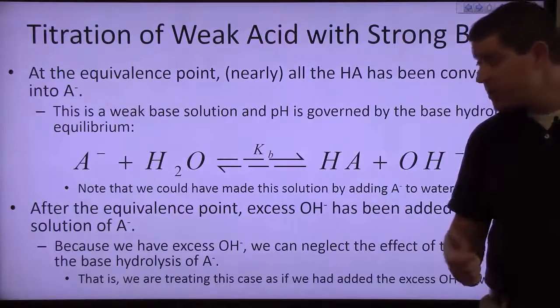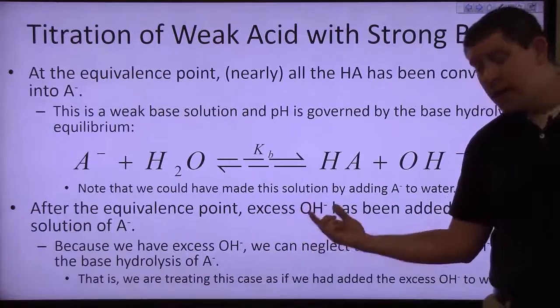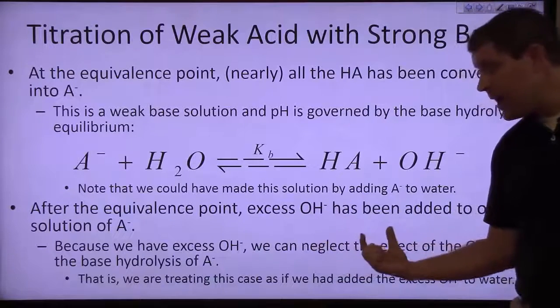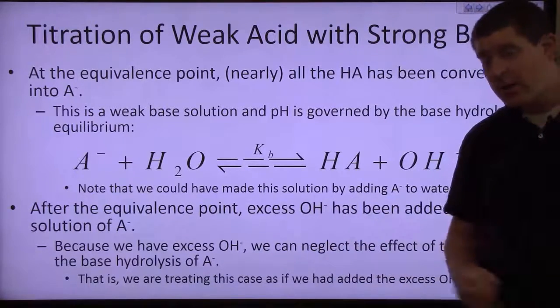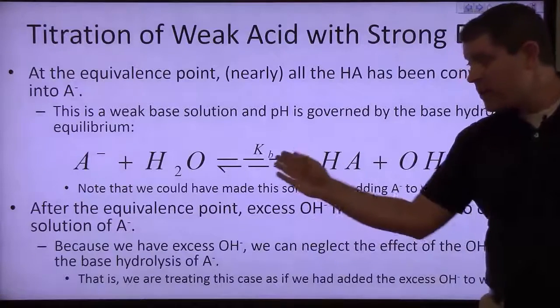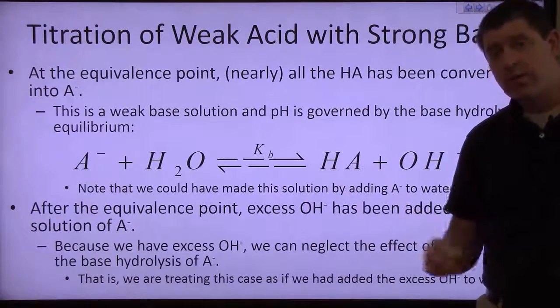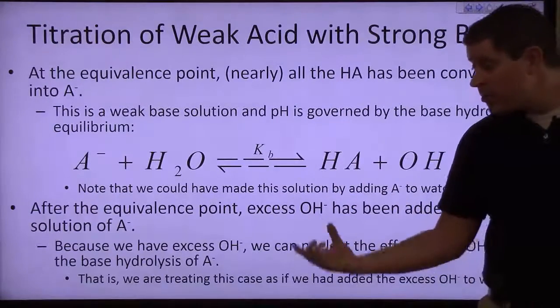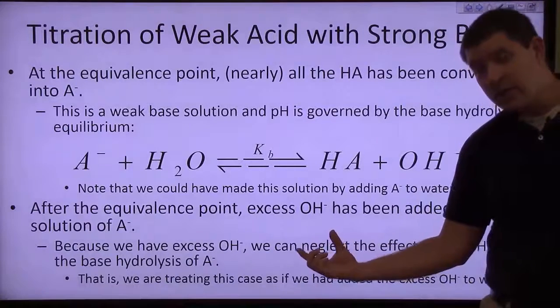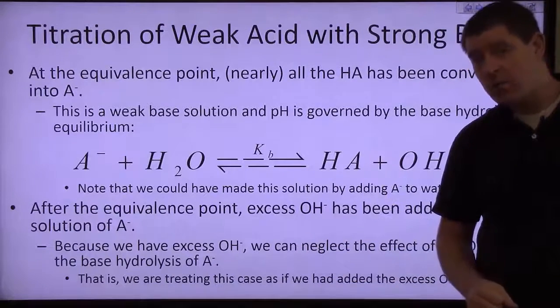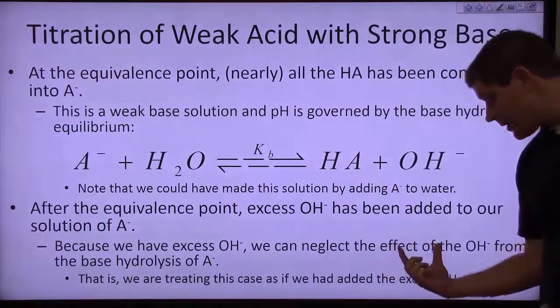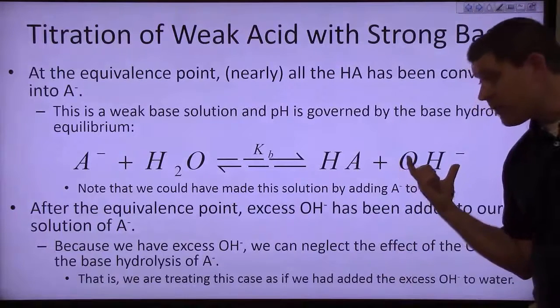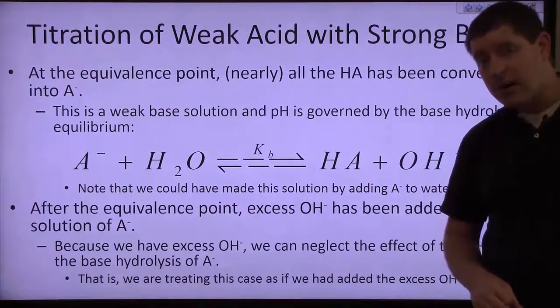And then in our fourth regime, after the equivalence point, excess hydroxide has been added to our solution of A minus. That is, excess hydroxide has been added to this solution that we could have made simply by adding A minus to water. Now, because we have excess hydroxide ions present from adding excess strong base, we can then neglect the effect of the hydroxide ion here from the base hydrolysis of our A minus, of our weak base.